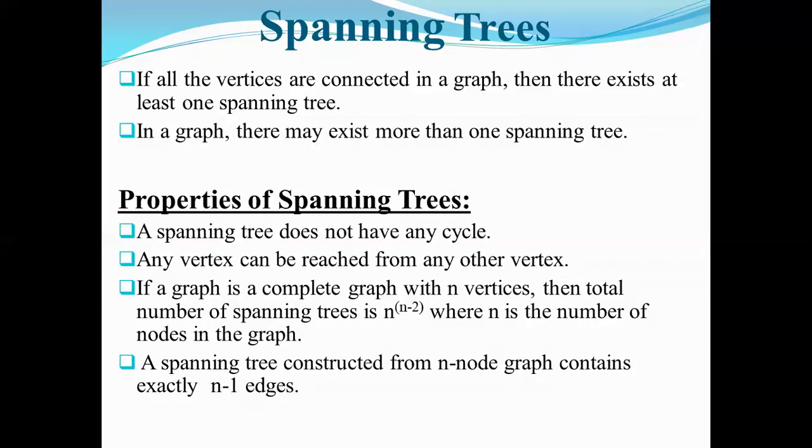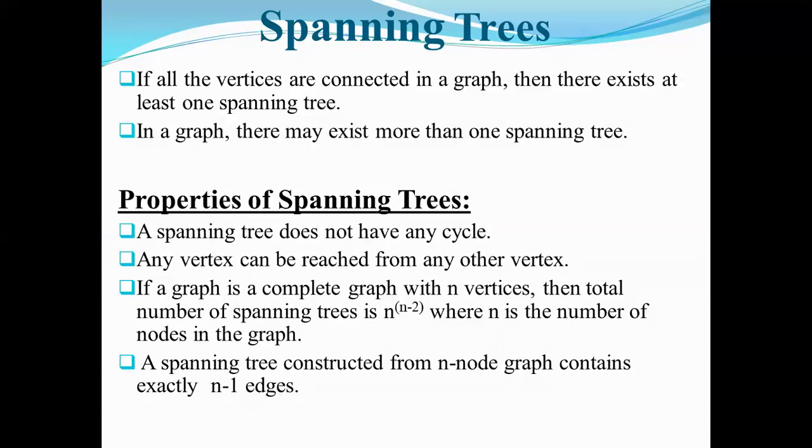Another property is that from any vertex you consider, we can reach any other vertex. If a graph is given, you select any vertex, and from that you are supposed to reach all the remaining vertices. Then only the construction of a spanning tree is possible. Otherwise, if any node is unreachable, we cannot consider that node in the spanning tree, and then we say that there is no spanning tree possible.